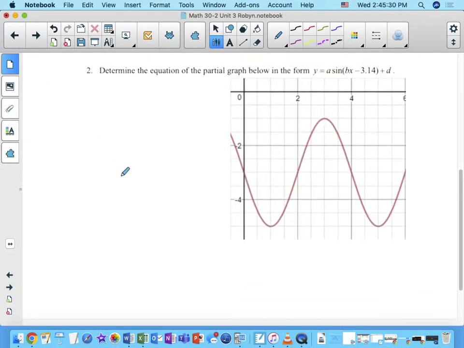So I had a request to talk about question 2. Question 2 is an example where, remember I said how these sine functions have another parameter called c that we're not going to discuss in this course? Well, this is an example of this scenario where we have y equals a sin(bx plus c) plus d, right?